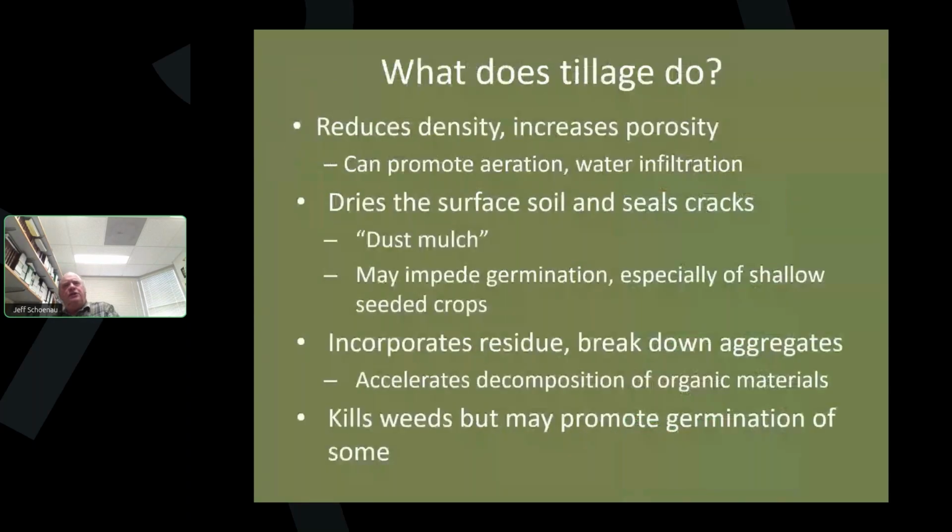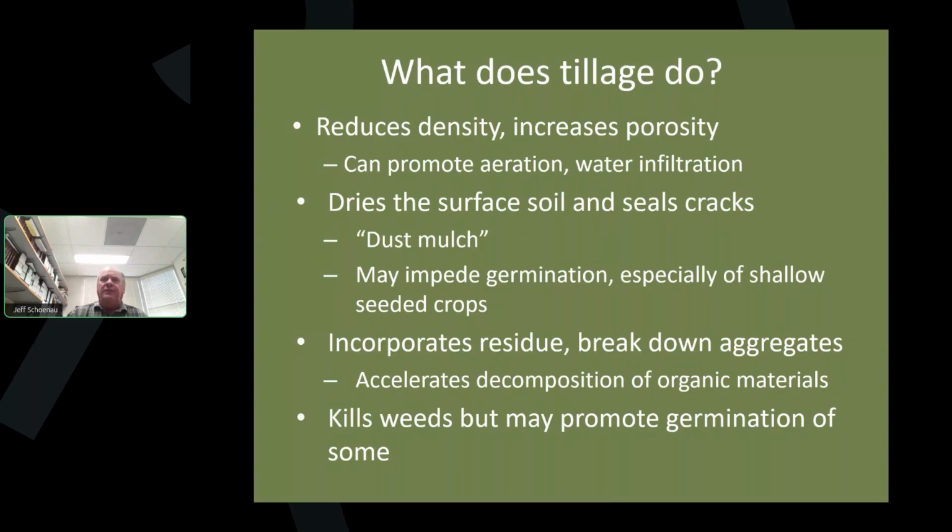So what does tillage do? One of the things that it does is it reduces that bulk density. It increases the porosity, the pore spaces, and we have more pore spaces there. That certainly can promote aeration, can promote water infiltration or water entry. The other thing that tillage does, I think we're well aware of, is it does dry out that surface soil, and that may be desirable in some cases when we have a really wet soil and we want to be able to get into that field earlier on.